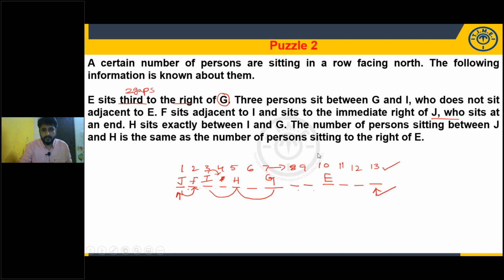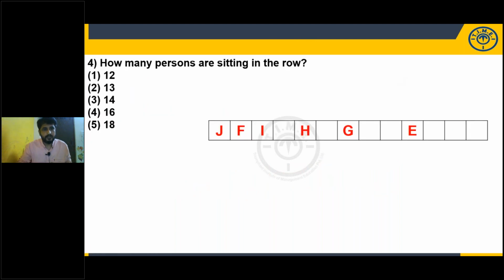Okay, let's answer the questions. How many persons are sitting in the row? Just now we discussed 13. So choice 2.